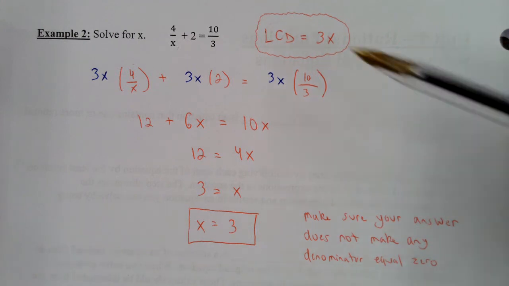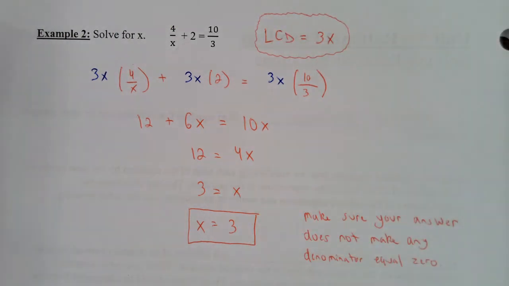And if you want to double check, 4 over x is 4/3. 4/3 plus 2 is like doing 4/3 plus 6/3, which equals 10/3. That also works.